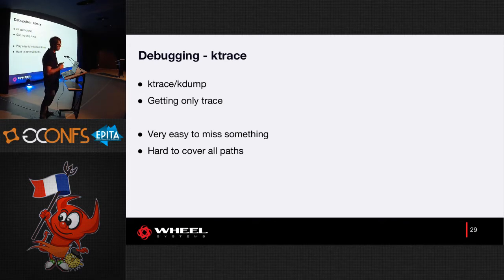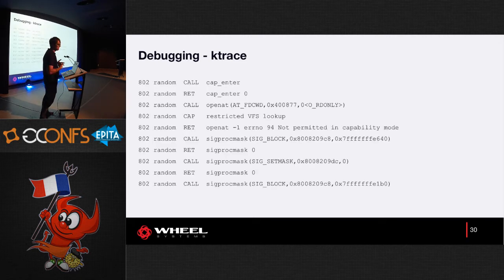Unfortunately, this approach has two problems. One of them is that it's very easy to miss something in ktrace, and we also need to use ktrace on every sandboxed program to know what the trace of the program was. So we need to see which syscall was done and if the syscall ended with an error. So it's very easy to miss something. And it's hard also to cover all paths in the program, because there are some ifs which can be true in some conditions and not true in another. So we need to test it in many ways. So here's an example of ktrace output.